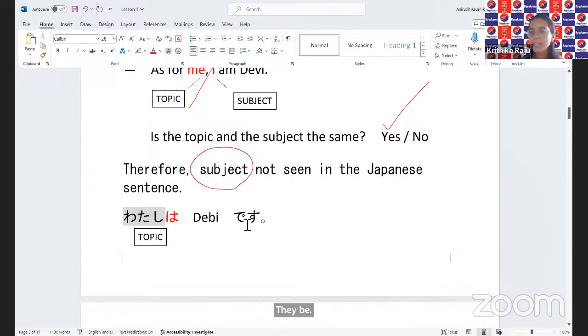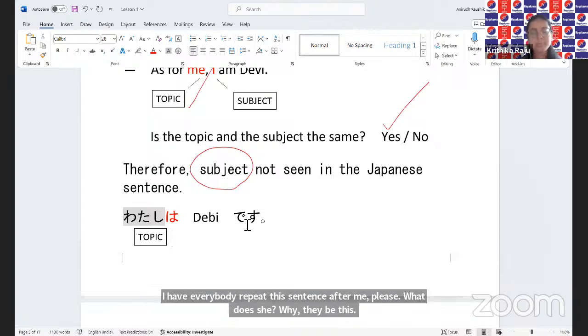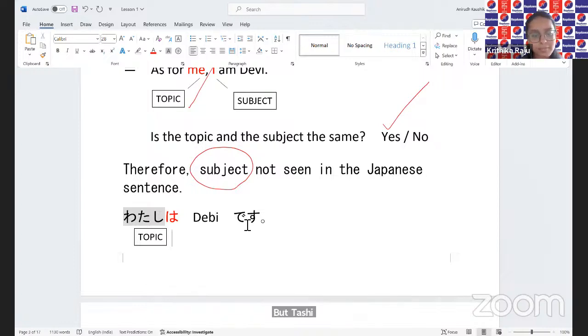Can I have everybody repeat this sentence after me, please? Watashi wa Debi desu. Watashi wa Debi desu.